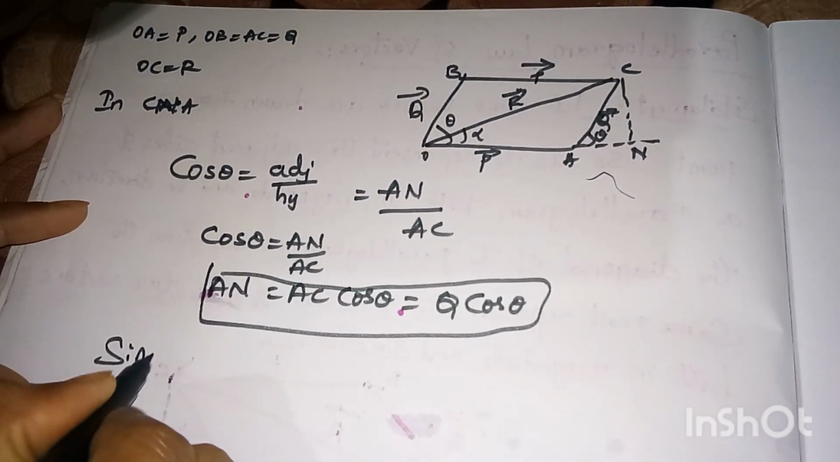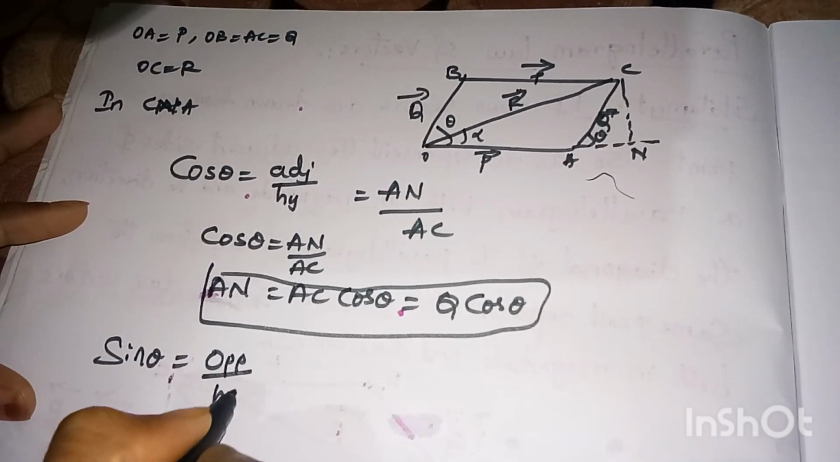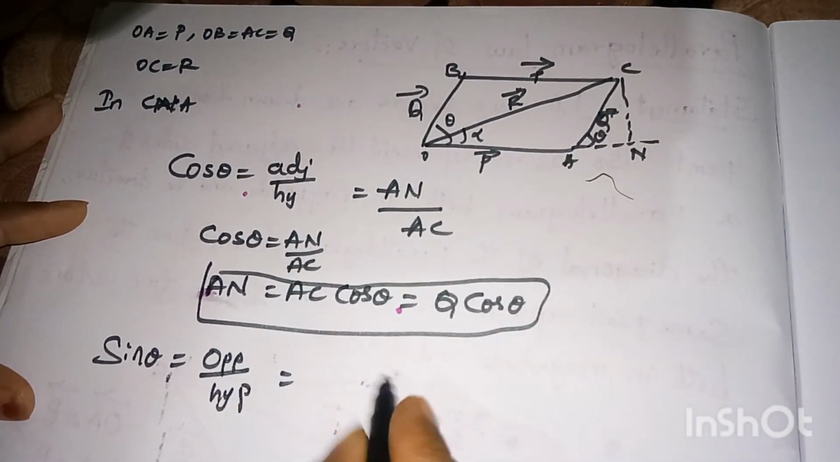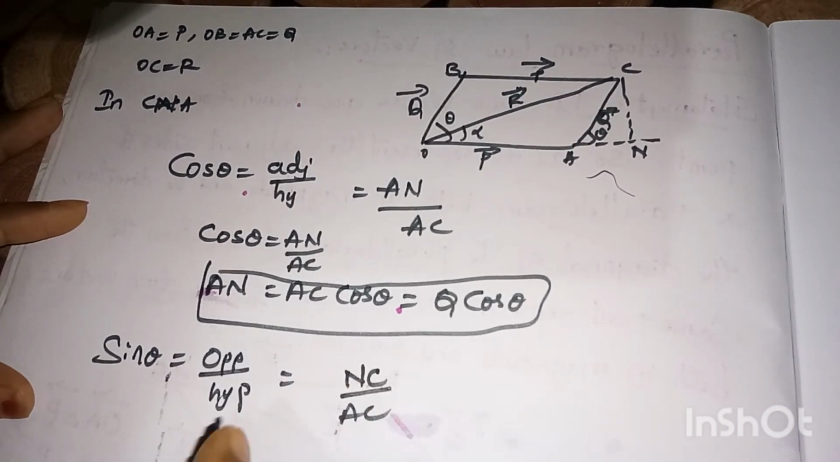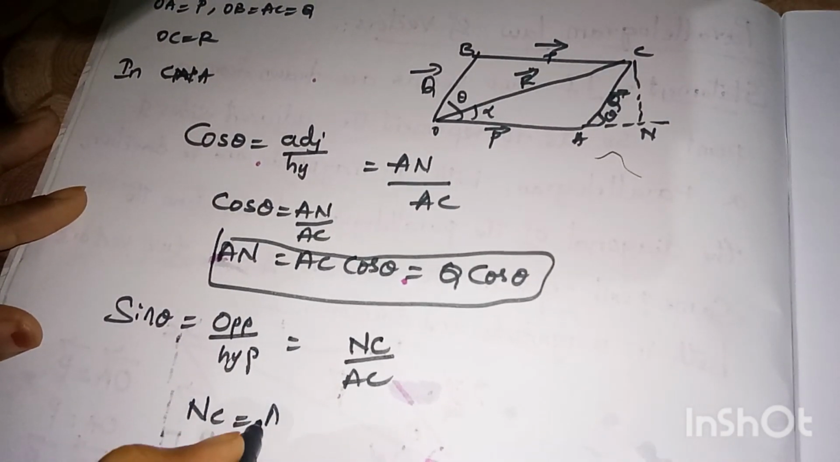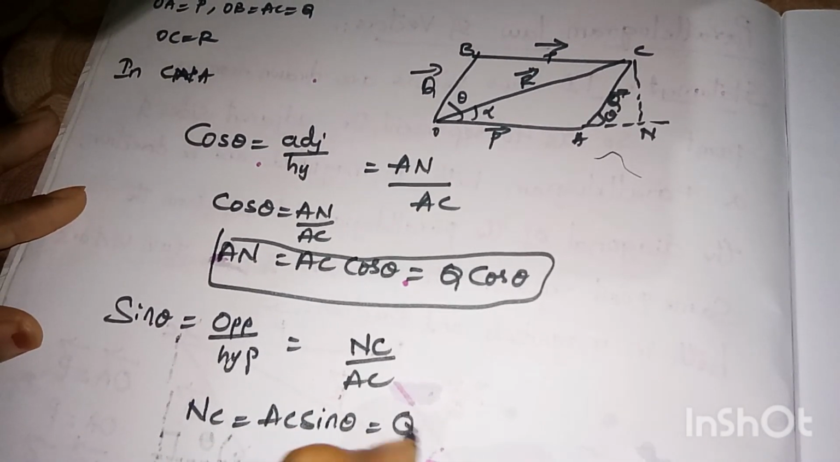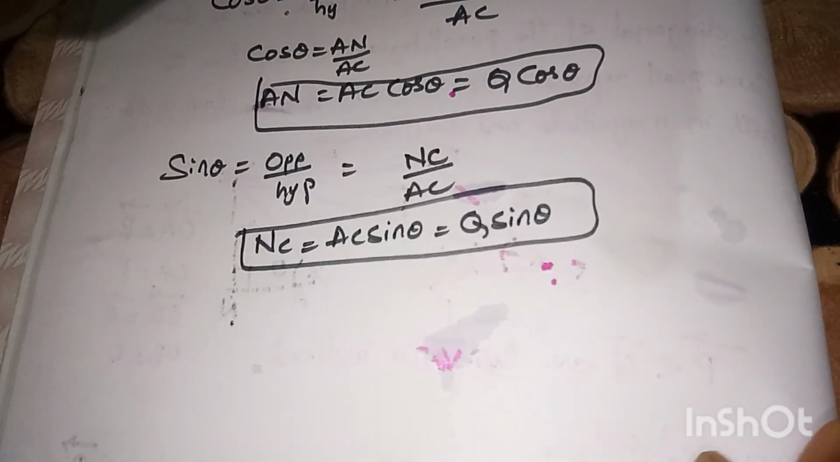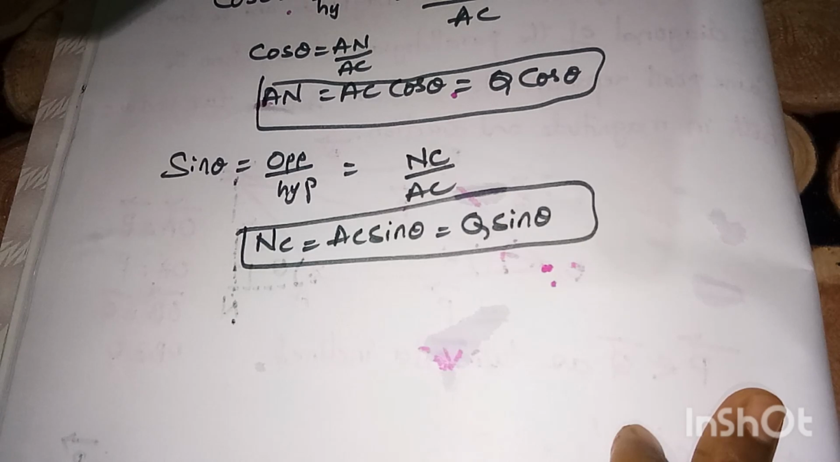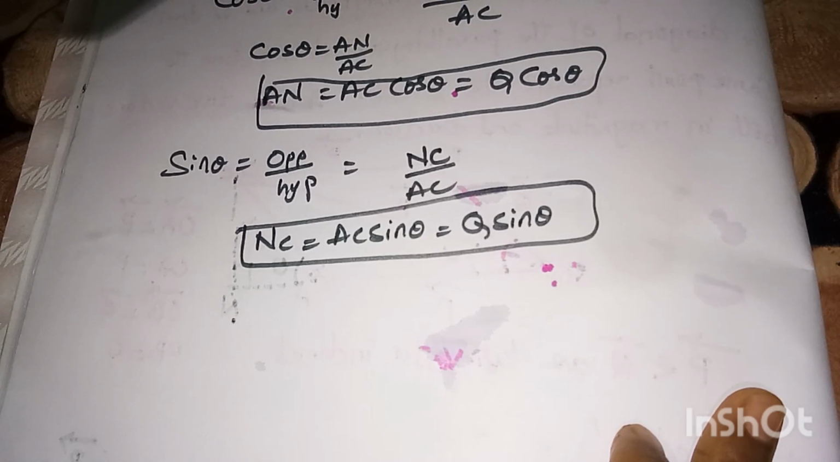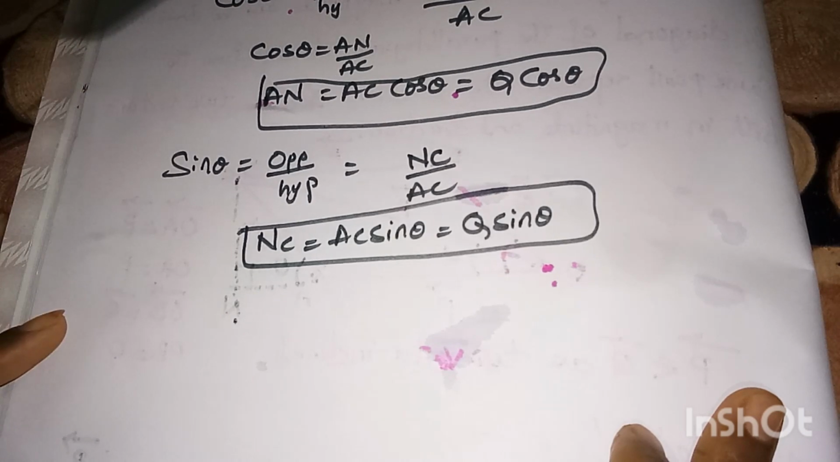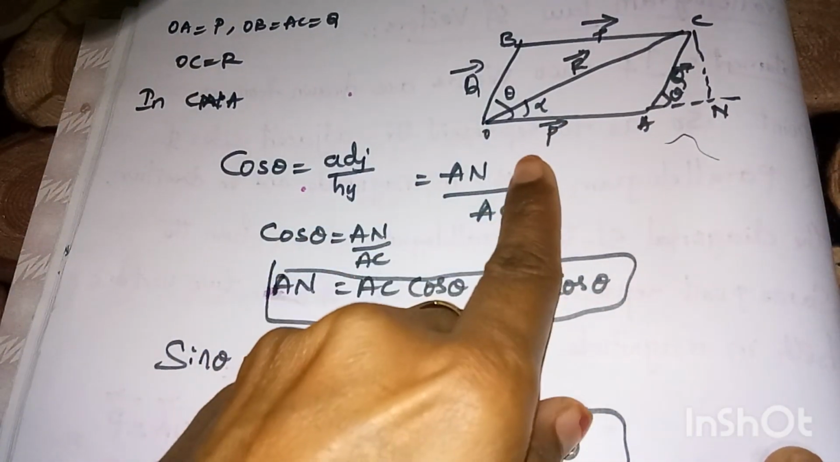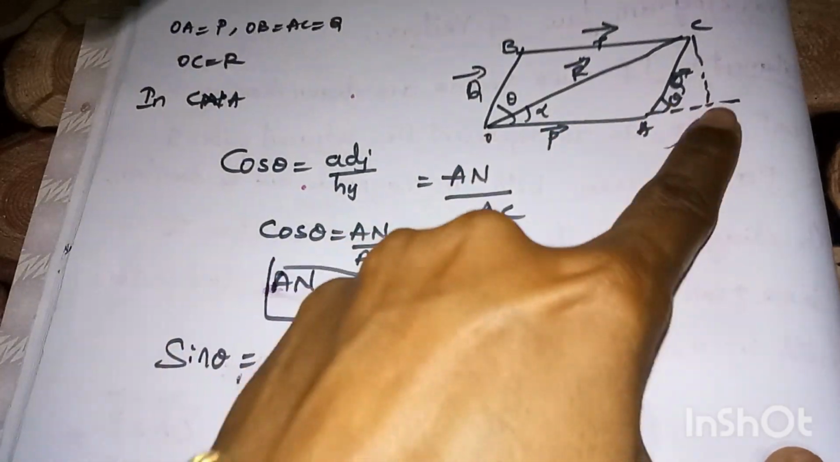Next, sin theta. What is sin theta? Opposite by hypotenuse. What is opposite to the angle? NC. NC by AC. So NC is equal to AC sin theta. So NC is Q sin theta. Now we are going to find the magnitude of resultant, that is R. How can we find the magnitude of resultant? By Pythagoras theorem. With the help of Pythagoras theorem we can find the magnitude of resultant. So we want the resultant, so we take the triangle ONC.